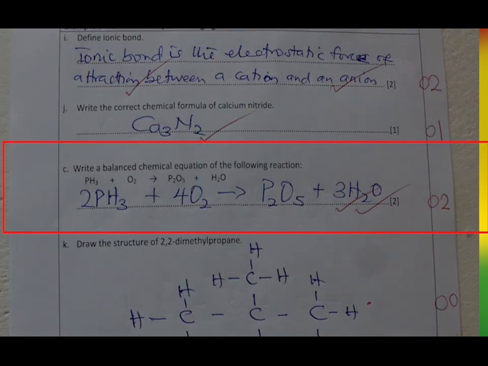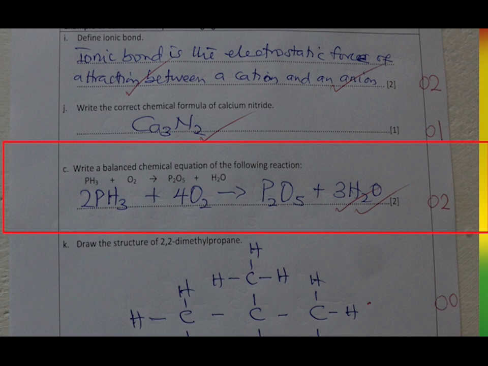C. The candidate gave a correct balanced chemical equation. That is, she balanced the total number of phosphorus. On the left-hand side, the total number of phosphorus was 1, and on the right-hand side, the total number of phosphorus was 2. So she placed 2 in front of PH subscript 3.